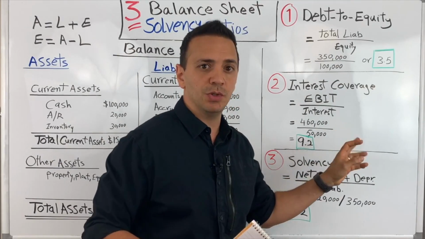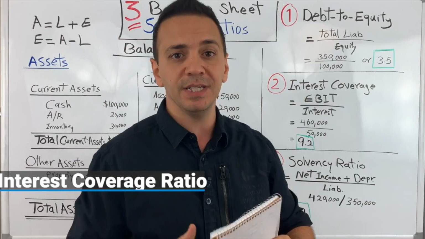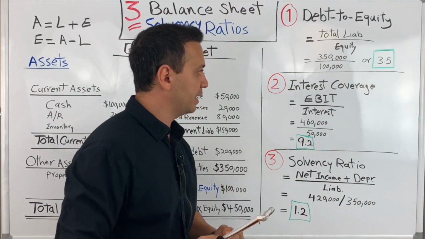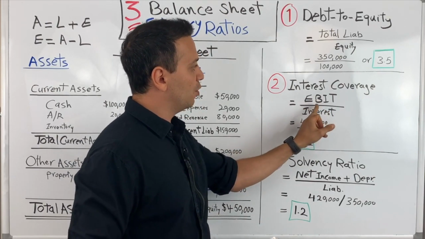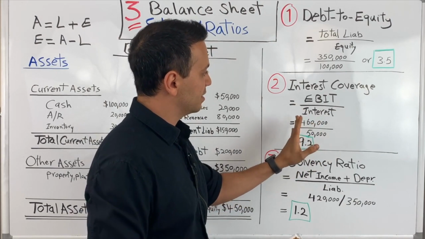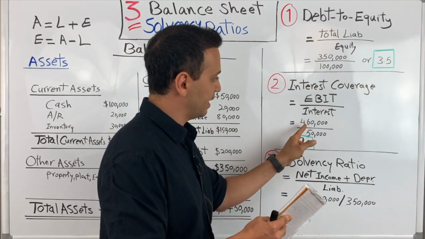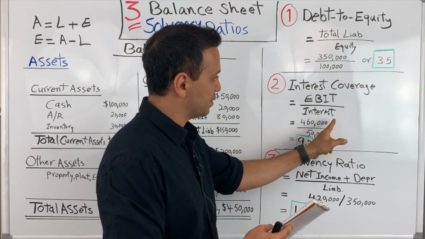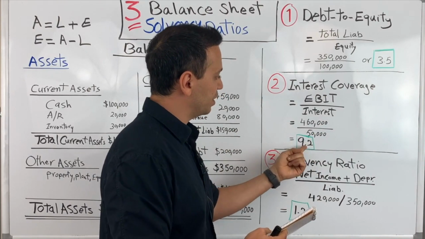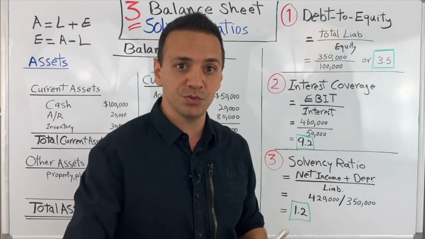The next solvency ratio we're looking at is the interest coverage ratio, which measures how many times the company can cover its interest expense from its earnings. The formula here is EBIT, or earnings before interest and tax, divided by interest. In this case, EBIT for this company is 460,000 divided by the interest expense in the same period, which is 50,000, which gives us a ratio of 9.2, which indicates that the company has 9 times the amount of interest in earnings.